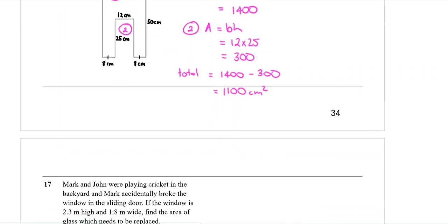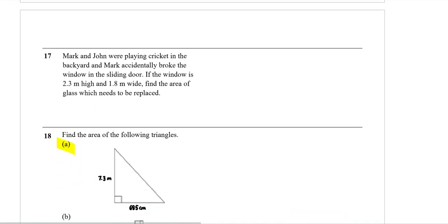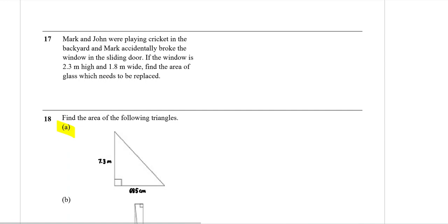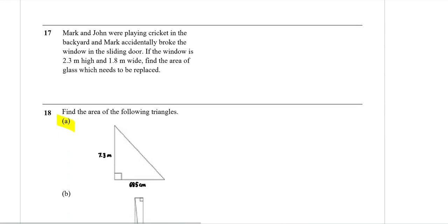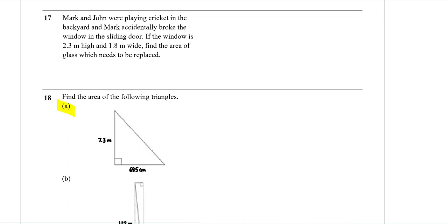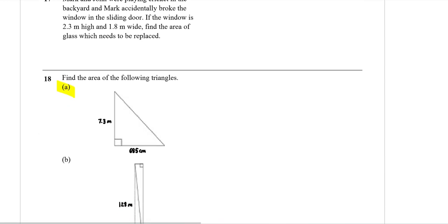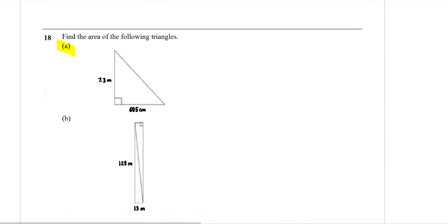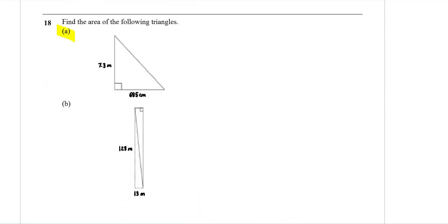Everyone got that one? Okay, a wordy question there, but it's just area of a rectangle. So even though it's wordy, just look through. It's just saying find the area of a rectangle. It has a height of 2.3 and a width of 1.8. So our next shape is a triangle. The formula for a triangle is A equals half BH because it's half of a rectangle. The base and the height are the two sides connected by the right angle.